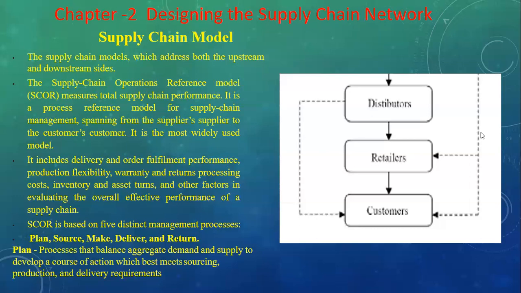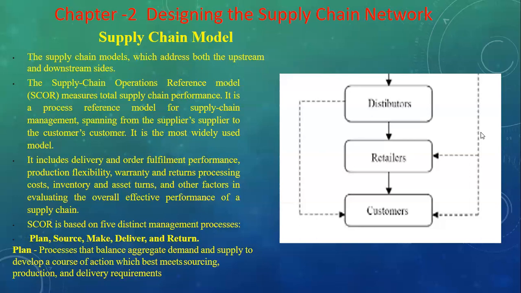Production flexibility: you also measure production flexibility. As per seasonal orders, you increase the volume of production, meaning you need to produce more product. In a low order case, you need to decrease the production. So this will be flexible. Warranty and returns processing cost also come under this, along with inventory and assets and other factors in evaluating the overall effective performance of the supply chain.